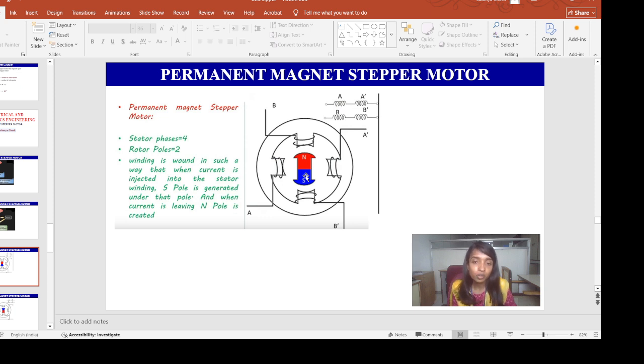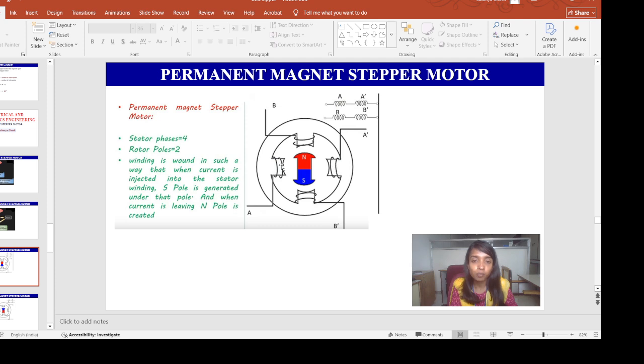If I want to rotate this rotor in the anti-clockwise direction, first I need to energize this B dash, then A dash, then B, then A. So first when we energize this B dash, what will happen? Current is entering through this B dash. So here we will have south pole, here we have north pole. So north pole of the rotor will get attracted here, south pole of the rotor will get attracted here. Then we will energize A dash.